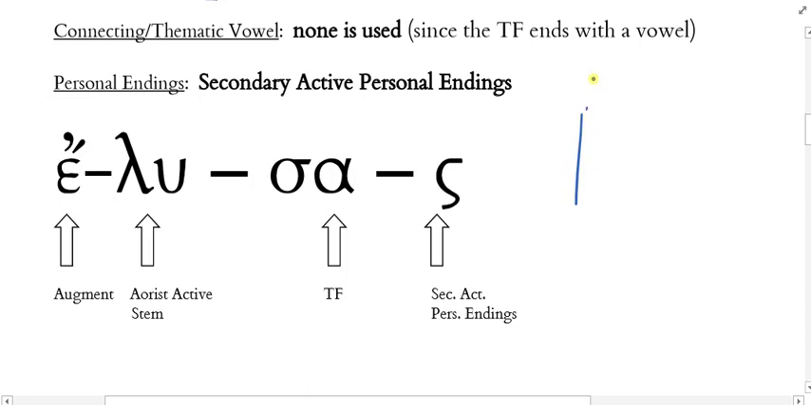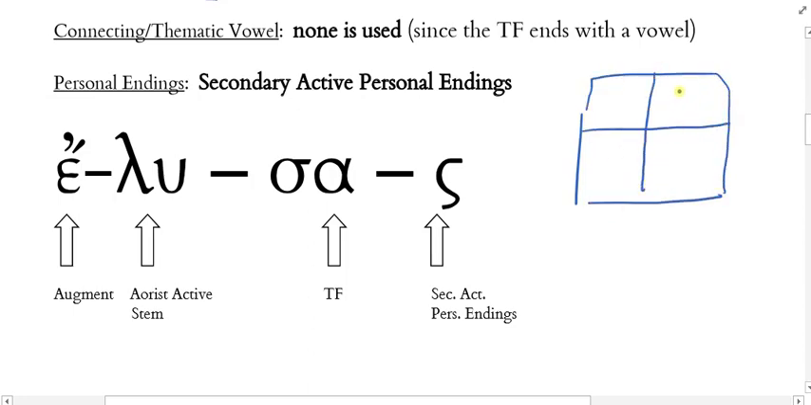And then the endings we're going to use are the secondary active personal endings. So if you remember our chart here, I'm not going to write down everything. We're focusing on the chart on the top right-hand side. Secondary, okay, versus primary, and active versus the middle passives. So we're focusing on this one. So just a little layout here in a visual way. You see our augment, aorist active stem, tense formative, and then the personal endings are tagged on to the very back.